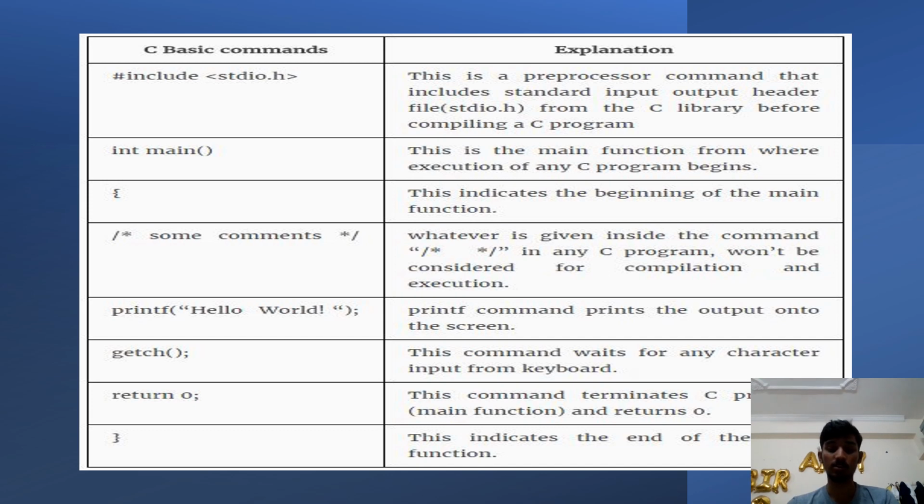getch or gets. This command waits for any character input from the keyboard or any string input from the keyboard. return 0. This command terminates the C program main function and returns the value 0. And then we have the closing curly bracket. This indicates the end of the main function.